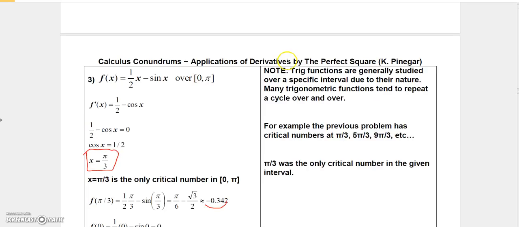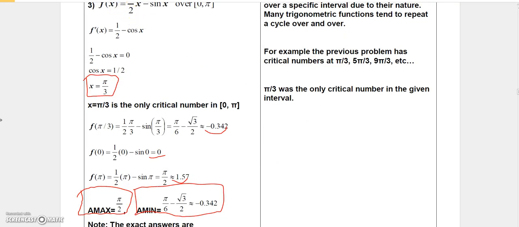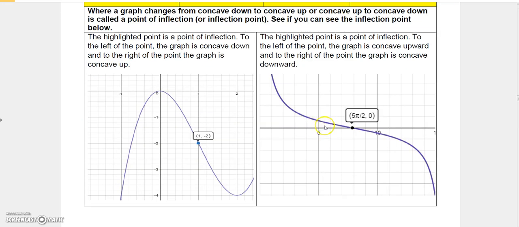If you'll notice, whoops, what happened? Just a second. Sorry about that. I hit the wrong button.